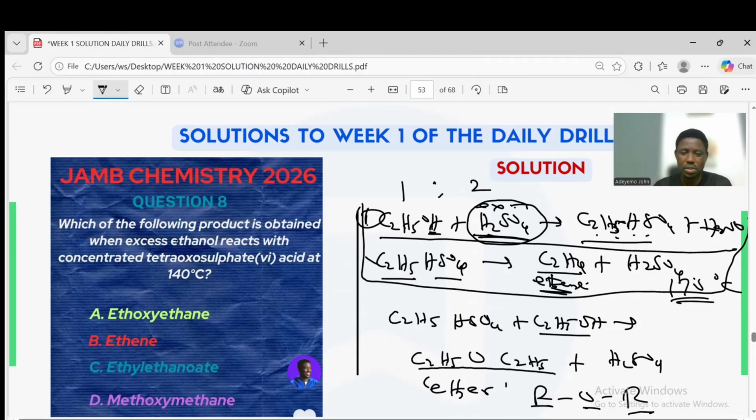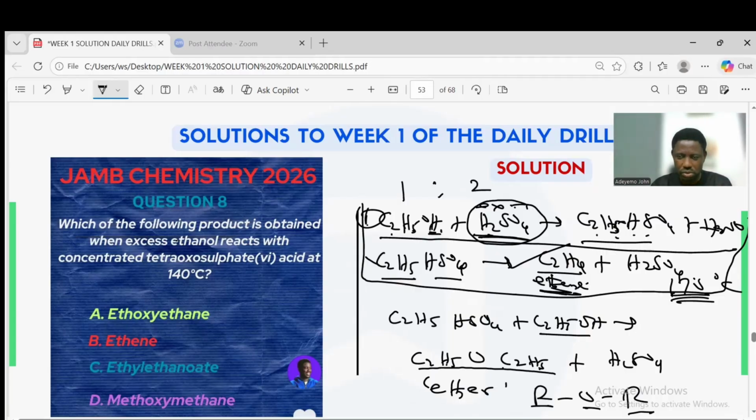So ethoxyethane is formed when the temperature is not 170 degrees, lower than that. Okay, this first condition is for 170 degrees. When the temperature is lower than that, and ethanol is in excess, you form ethoxyethane. Let me say that again. Ethanol reacts with H2SO4. We call it a dehydration reaction. It removes water from it to form ethene. Just remove H2O from C2H5OH.